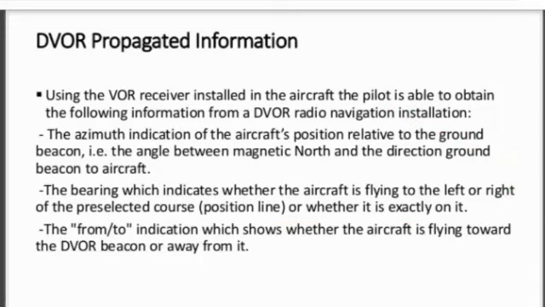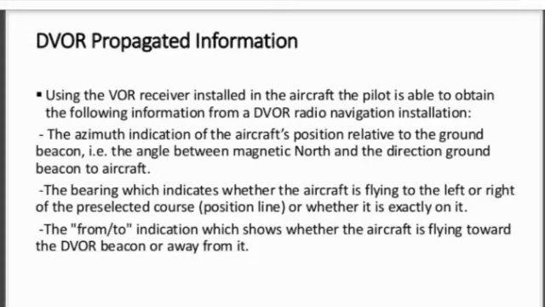Then the second type of information is the bearing. Bearing indicates whether the aircraft is flying on the left side or right side of the prescribed course. That means it is a prescribed path. The aircraft is moving from one point to another point, and it has to move on a prescribed path. Then it will reach the destination. So at the time of observation, whether the aircraft is moving on the right side or left side, this information is also given by the DVOR system.